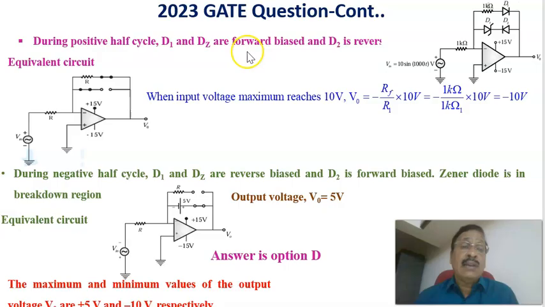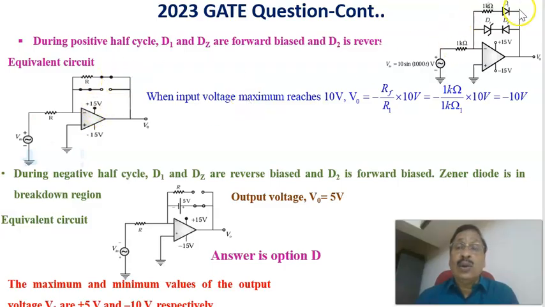Now during the positive half cycle of the input, you can see that D1 is forward biased, as well as the zener diode DZ is forward biased. At the same time, this diode D2 is reverse biased. Now the corresponding equivalent circuit during the positive half cycle is this one. The input voltage is equal to 10 sin 1000t, and the input resistance R.